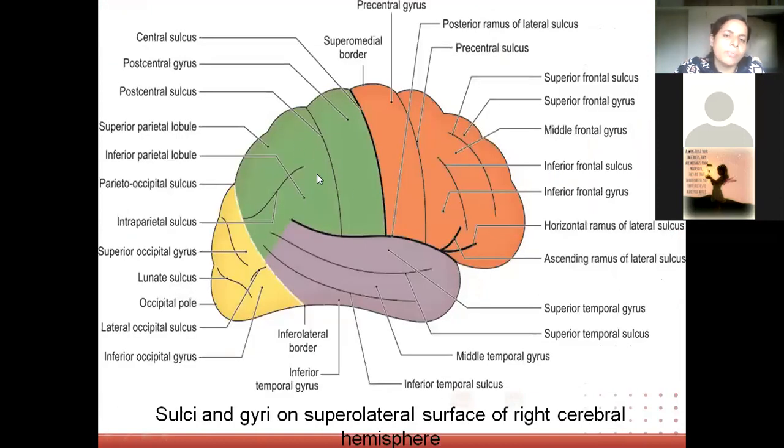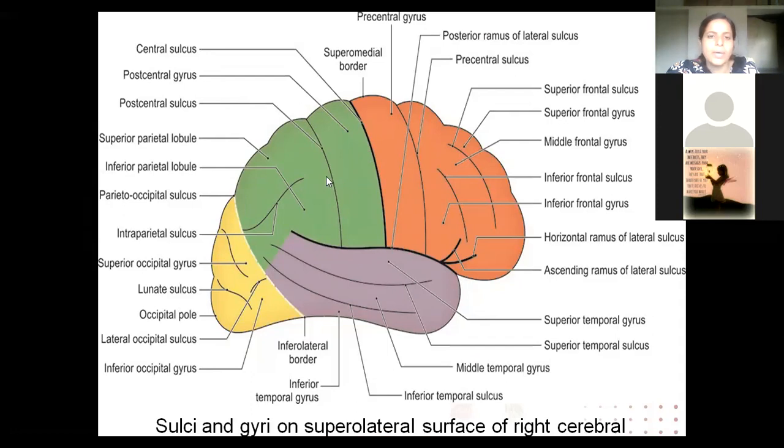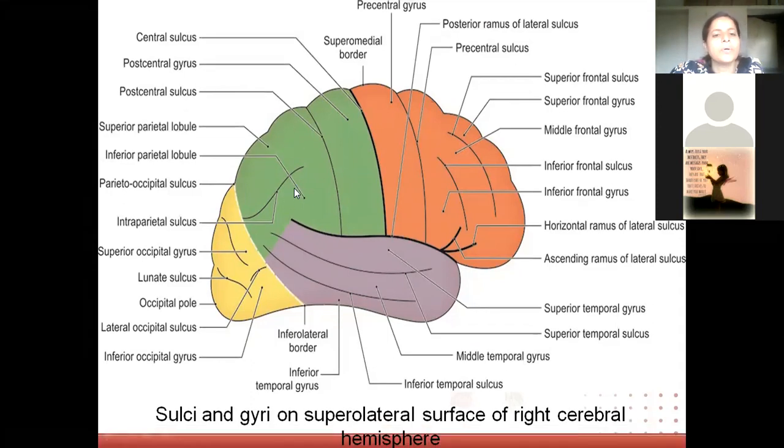Now in the parietal lobe, the green area, we know this is the central sulcus and behind we have the postcentral sulcus. And there is one more sulcus here which is called the intraparietal sulcus. Once you name the sulci, we need to name the gyri. What are those behind the central sulcus and between the central and postcentral sulcus? This area is the postcentral gyrus, isn't it? Postcentral gyrus. Then this is the superior parietal lobule, this is the inferior parietal lobule.